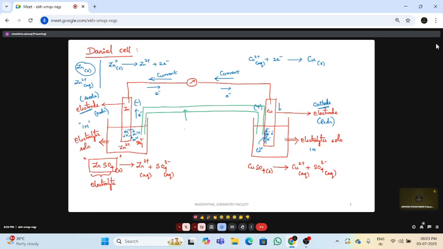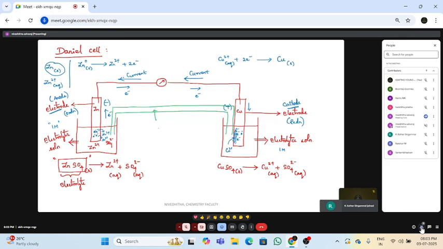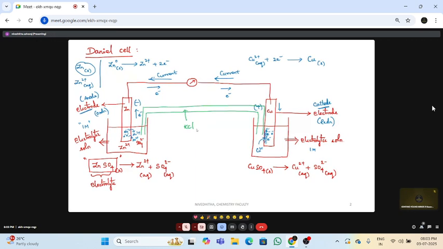We cannot use any type of salt in this bridge. There are only a few types of salts we can use here. I'll tell you the condition later. I'm going to use a salt called KCl. What is the name of KCl? Potassium chloride. Very good, potassium chloride.